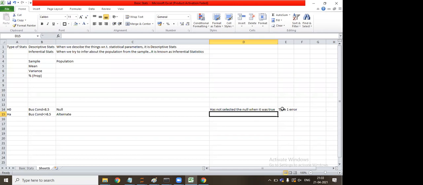So that means when we reject the null hypothesis when it is true, that is called type 1 error, if I am not wrong. When we reject the null hypothesis when it is true, it is type 1 error.